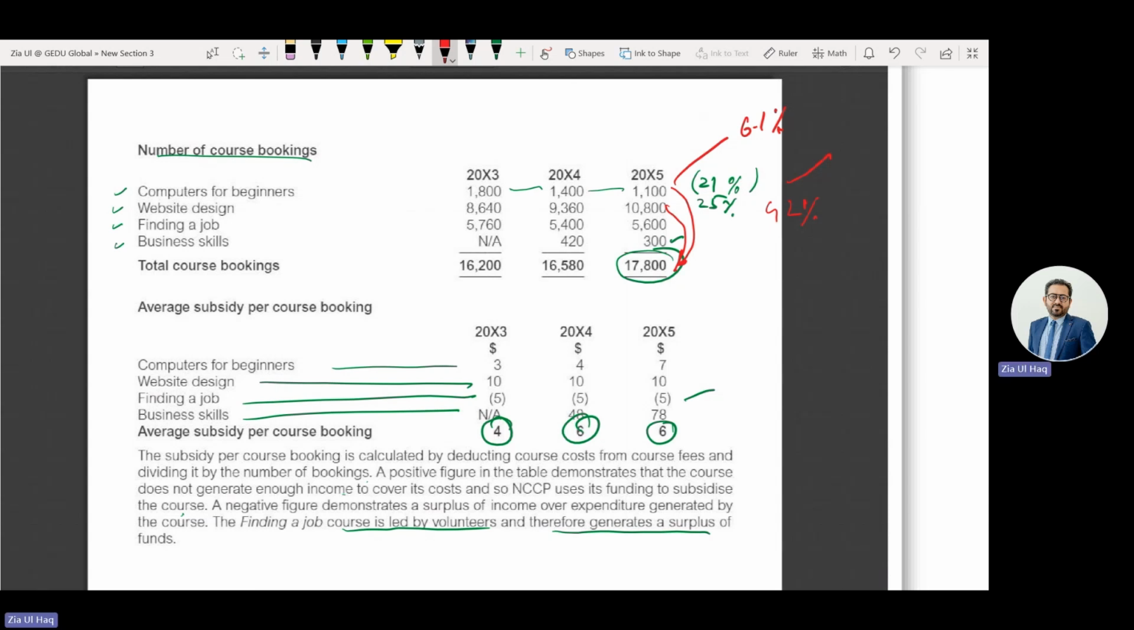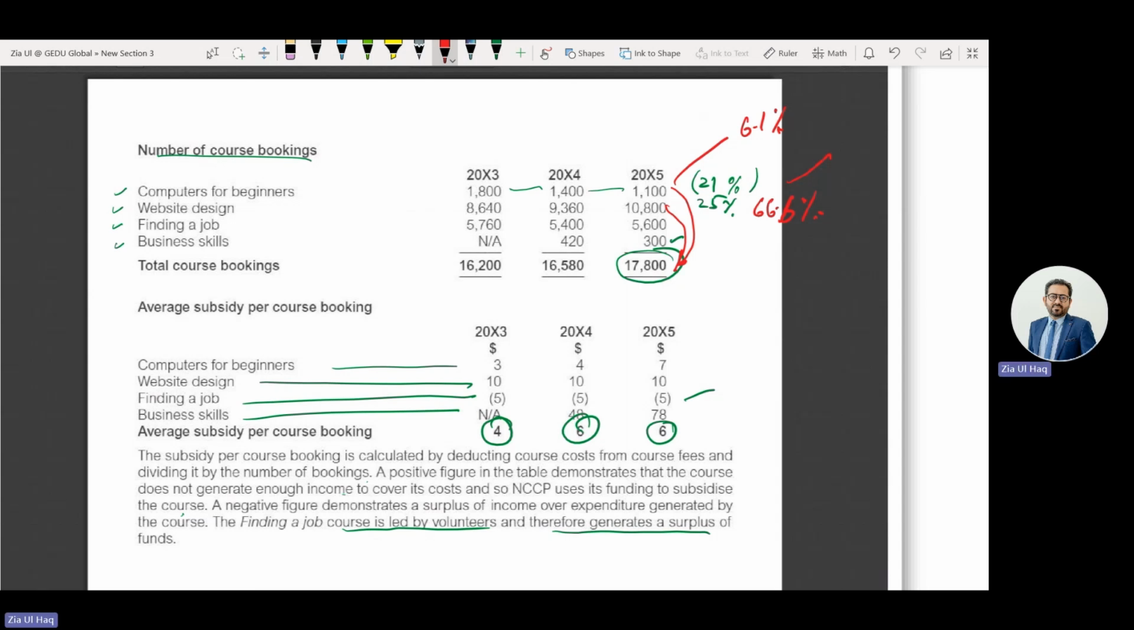10,000 out of 17,800 is about 60 something percent. We can calculate the percentage. 60.6% of total courses. This means this is the highly demanded course, website design, because this helps people in preparing their own website, even websites for other organizations for which people can charge.